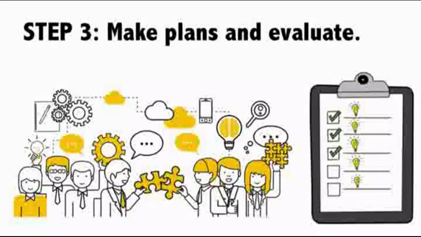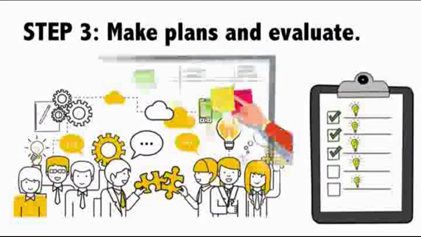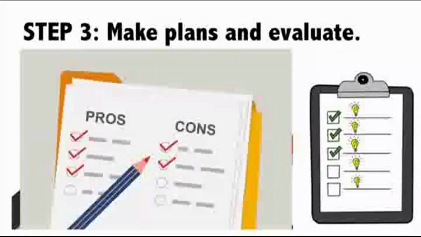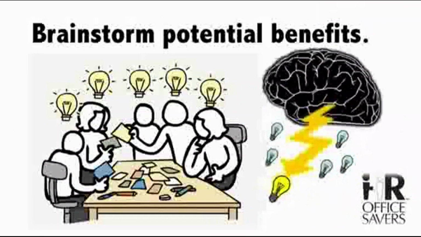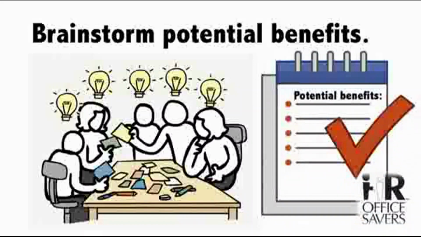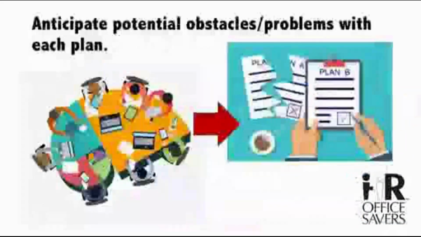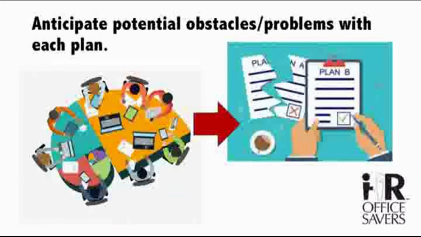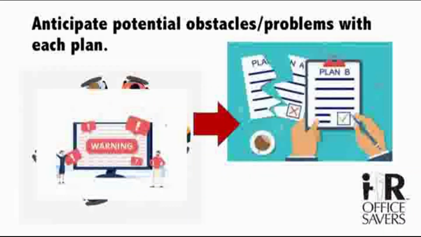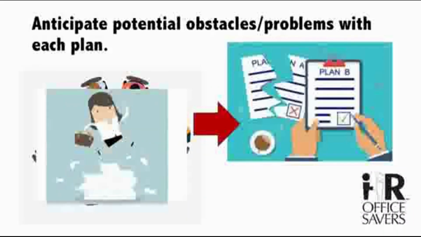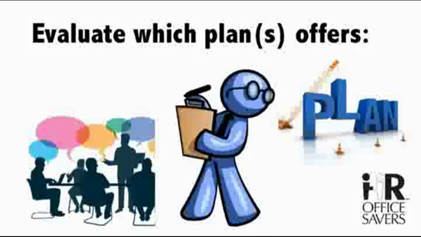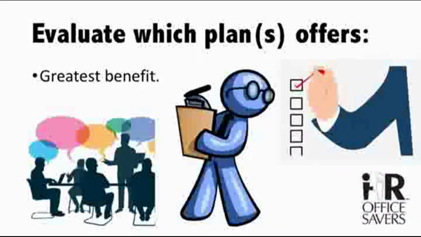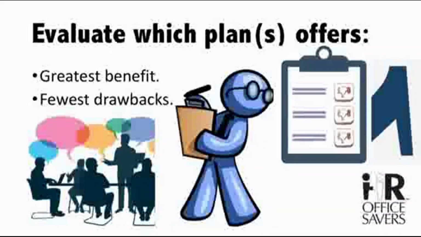With your list of alternative solutions generated, it's time to make plans and evaluate them. Give all alternative solutions equally fair treatment. Ask the group to brainstorm potential benefits to each alternative solution or plan. Then work with the group to anticipate potential problems or obstacles with each plan. Based on these discussions, evaluate which plan or plans seem to offer the greatest benefit with the fewest drawbacks.